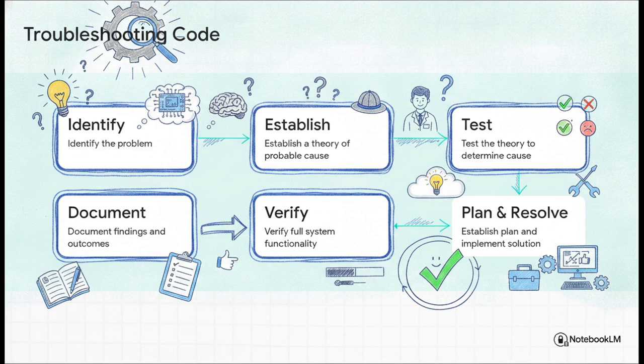Right? So step 1, identify the problem. You got to gather your info. Step 2, establish a theory of probable cause. Question the obvious stuff first. Step 3, test that theory. And hey, if it fails, no big deal, just establish a new one. Step 4, establish a plan of action and actually implement the repair. Step 5, and this one is so crucial, verify full system functionality. Never just walk away. And finally, Step 6, document your findings and outcomes. The golden rule here, always verify and inspect before you start ripping out and replacing parts.